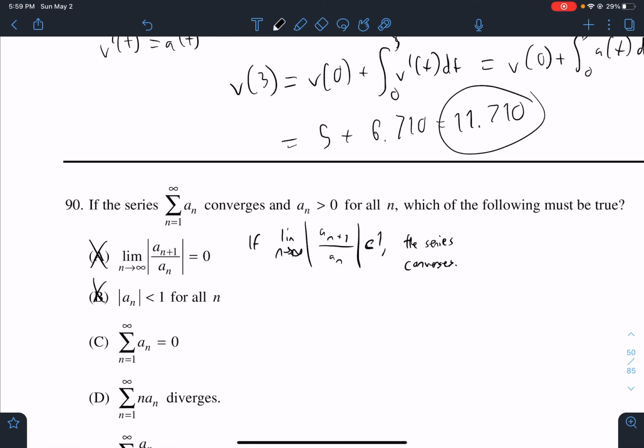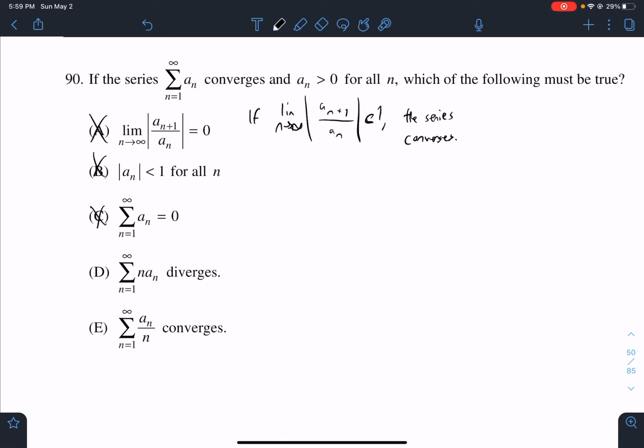We don't know. We're unsure on that. We just need more information. And for D, n times a sub n, that's going to converge as well, because if a of n is greater than 0, multiplying by n doesn't really change anything. It makes the series a bit bigger, but it's not going to change the sign or the convergence. So it doesn't diverge, which means this is false as well, which leaves E to be our only option.